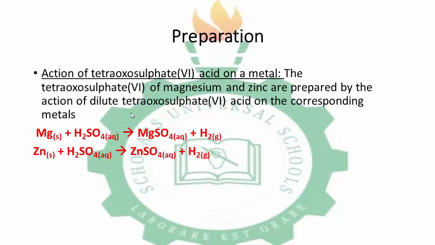Now, the tetraoxosulphate(VI) salts of magnesium and zinc are prepared by the action of dilute tetraoxosulphate(VI) acid on the corresponding metals. Please take note that we really don't prepare sodium and potassium tetraoxosulphate(VI) salts using this method, because the reaction of sodium and potassium with dilute tetraoxosulphate(VI) acid is very dangerous. It's very vigorous, and it's highly exothermic.